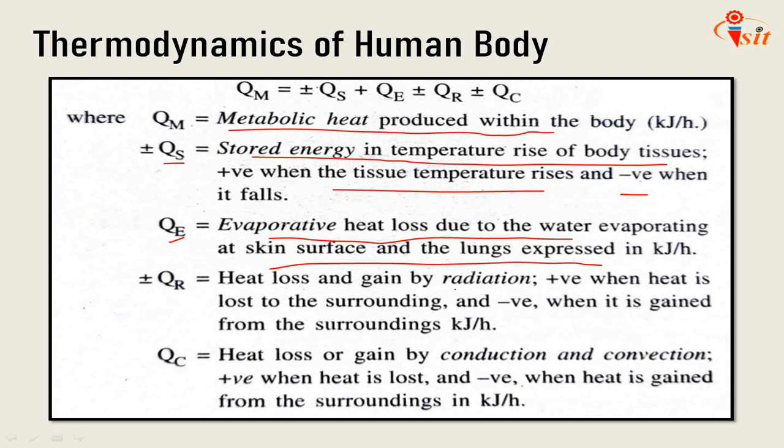Qr is heat loss and gain by radiation, positive when heat is lost to the surroundings and negative when it is gained from the surroundings. And the last point is Qc, heat loss or gain by conduction and convection, positive when heat is lost and negative when heat is gained from the surroundings. That is also calculated in terms of kilojoule per hour.